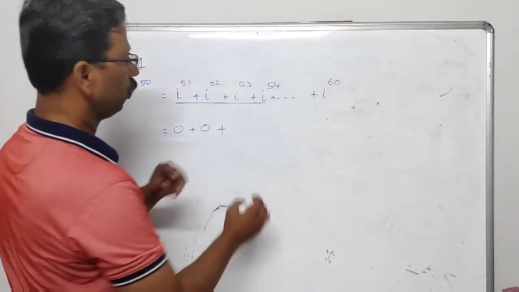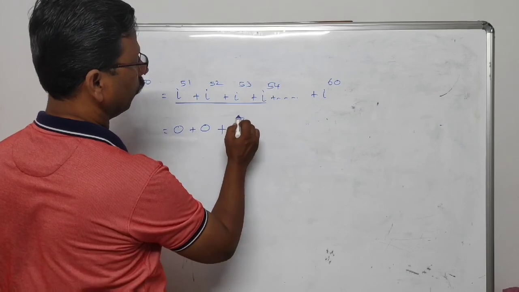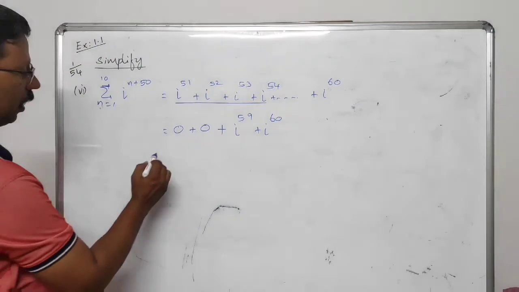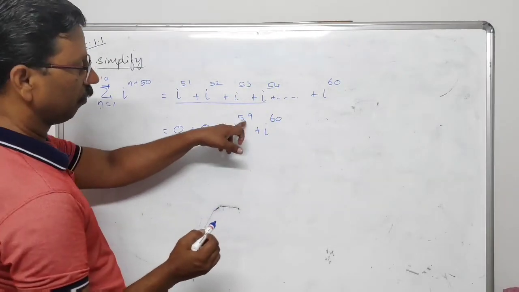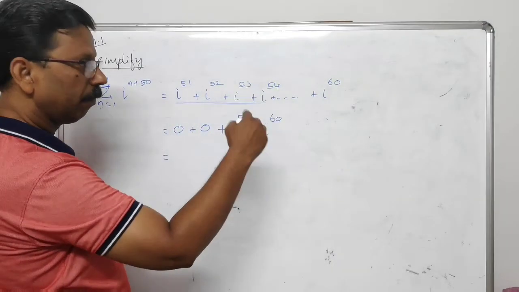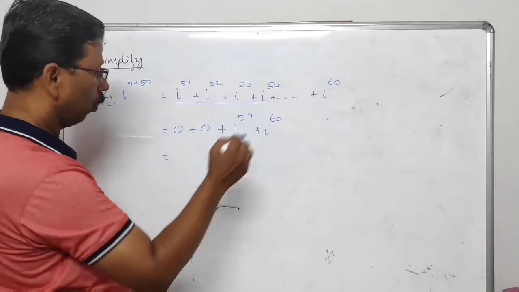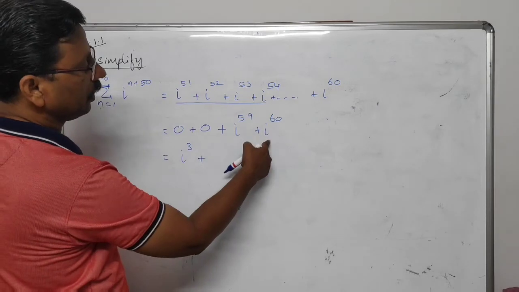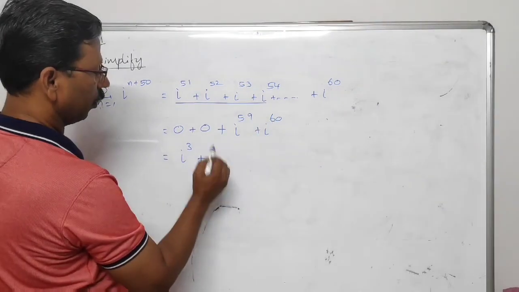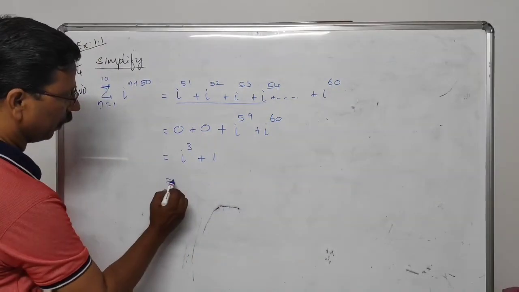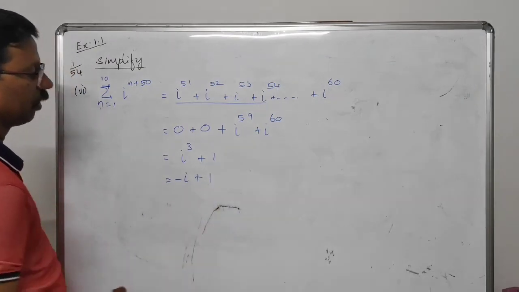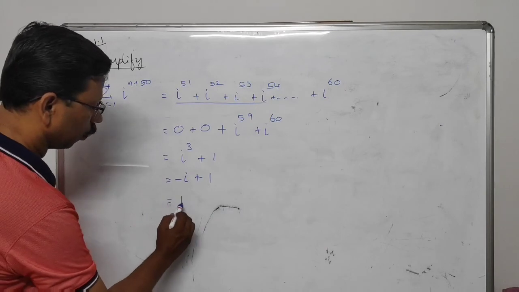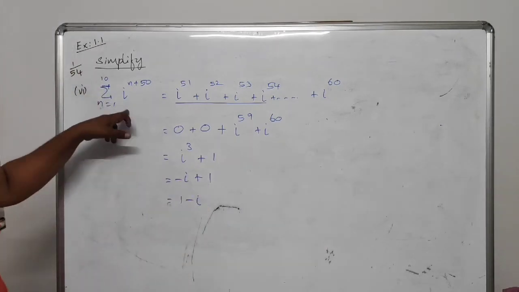Next, the two values will be left out: i^59 + i^60. You can consider, now we have only two values. i^59 means if you divide 59 by 4, the remainder will be 3. Therefore, you can write i^3 plus, now this is a multiple of 4, therefore its value will be equal to 1. We know i^3 equals minus i. Therefore, its value equals minus i + 1, or you can write 1 minus i. Therefore, its value will be like this.